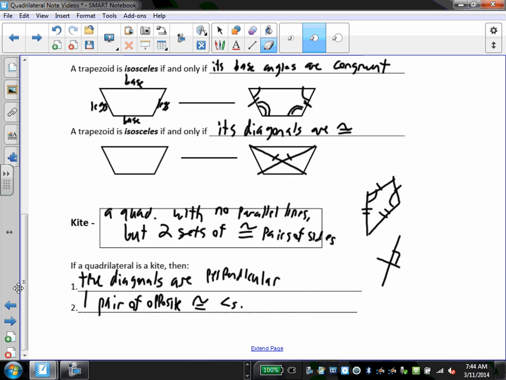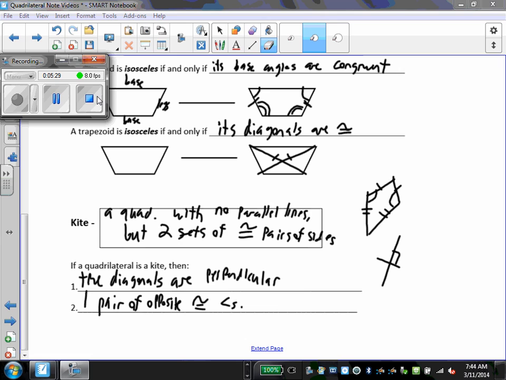Stay tuned. There is another video coming up with examples that relate to these two shapes, the trapezoid and the kite.